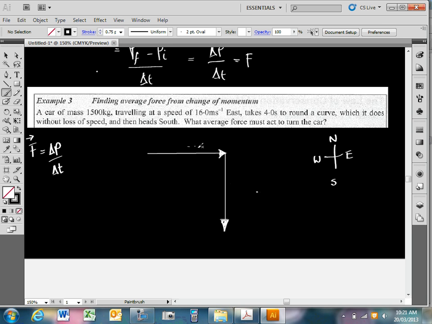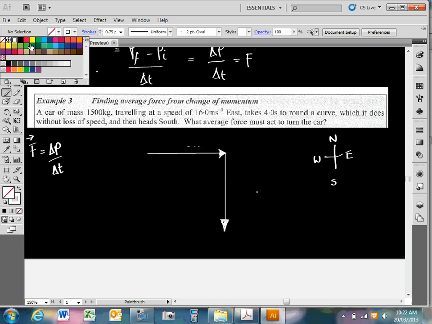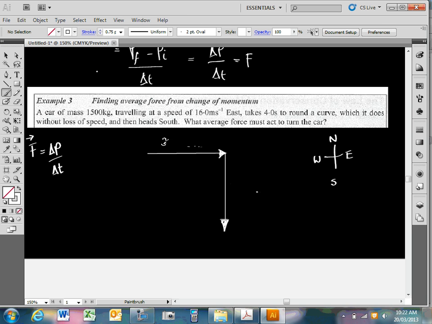Somebody want to do that calculation for me? 1500 times 16.0, those SI units, that's okay. 24,000. Newton seconds, remember, is a unit for momentum. They actually say it as sec newtons. Of course, this is the same. No loss of momentum. The other unit for this is kilograms meters per second. Is that right? Meters per second?